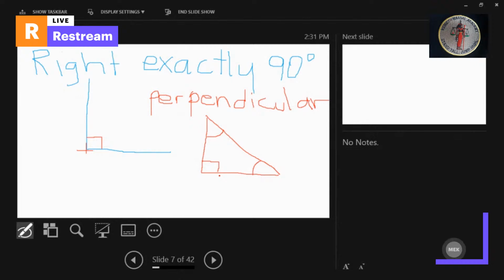For the triangle, of course, you can't have more than one 90-degree angle because all angles in the triangle must add up to 180 degrees. So if we have one 90-degree angle, neither of the other two can be 90 because they must add up to 90, right? So we'll split the other 90 between these two. So these two must both be acute.